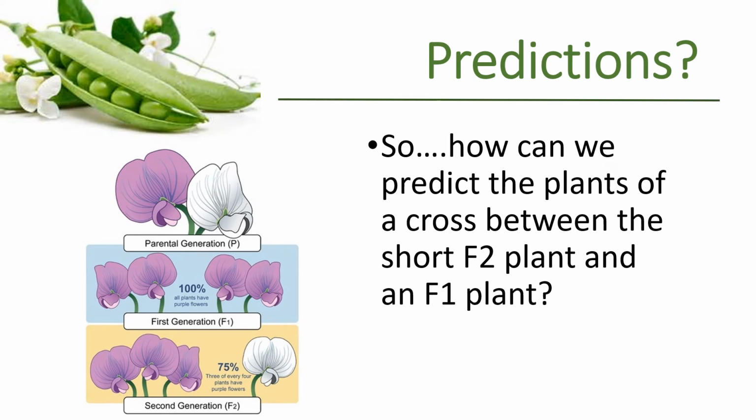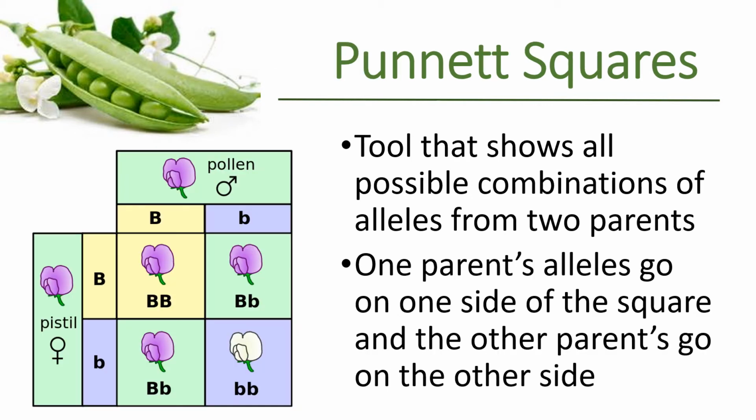So now let's get into how we can predict these crosses. We need Punnett squares to do that. So the Punnett square is just a tool that helps us see all possible combinations of alleles for the 2 parents that we're crossing. One parent's alleles go on one side of the square and the others go on the other side. It doesn't really matter which parent is on which side.